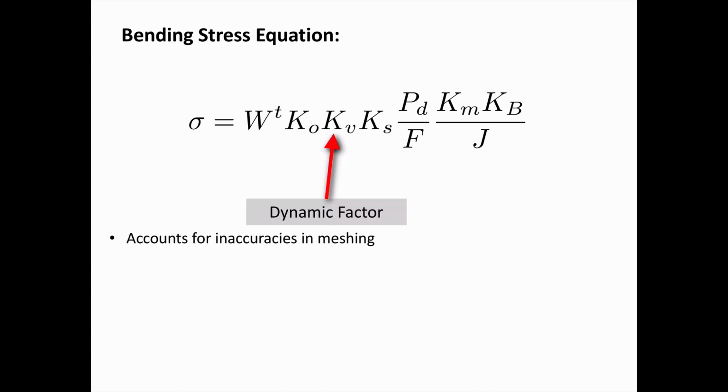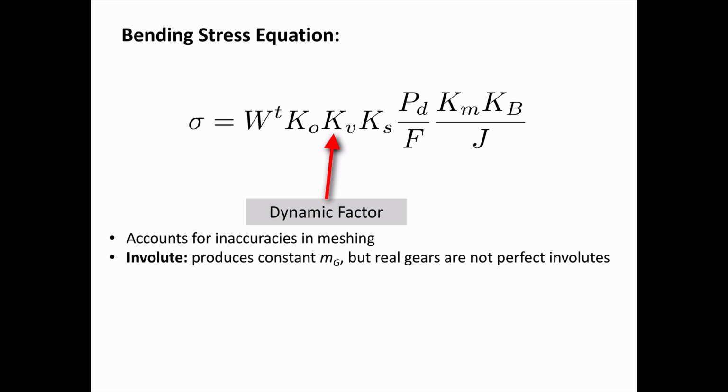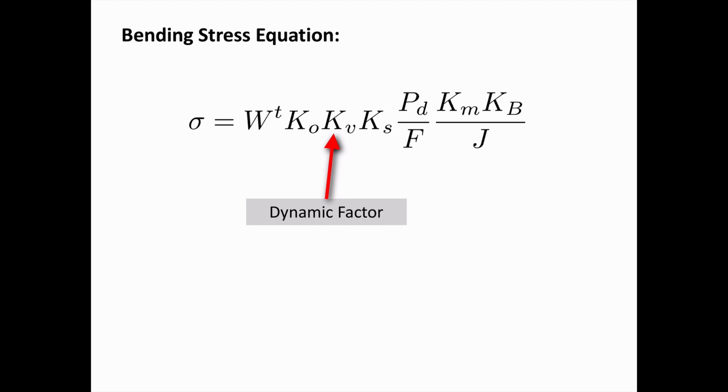Now on to the dynamic factor. This accounts for inaccuracies in meshing. Now we've talked at length about the involute gear tooth geometry. This produces a constant speed ratio, but real gears are not perfect involutes. There is going to be some type of manufacturing error, and we can use the term transmission error to refer to the departure from a constant speed ratio.